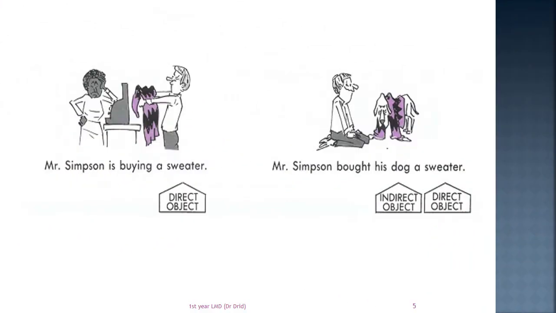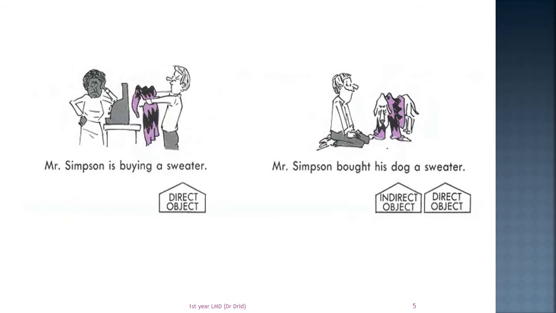Now let's move on to see some exercises about the indirect object. But before doing this, we'll revise the difference between the direct object and the indirect object. Look at the sentence, Mr. Simpson is buying a sweater. What is Mr. Simpson buying? A sweater. This is a direct object, and the sentence ends here. There is no other element.